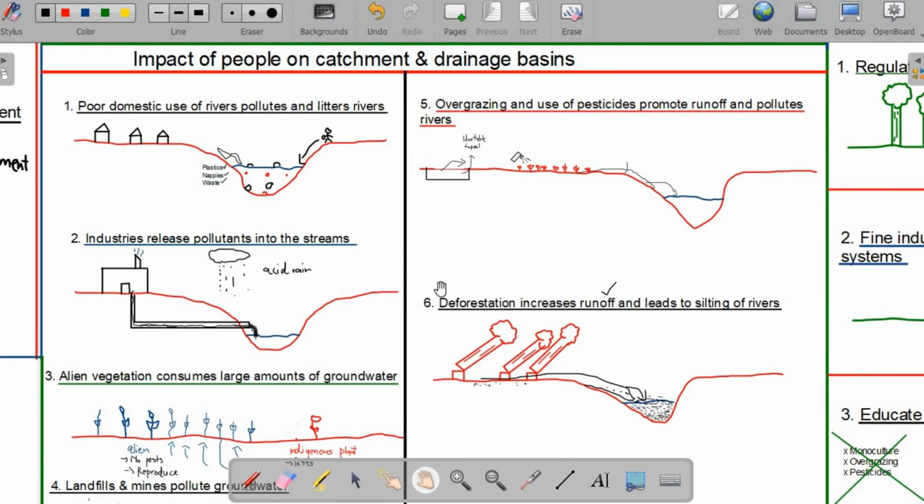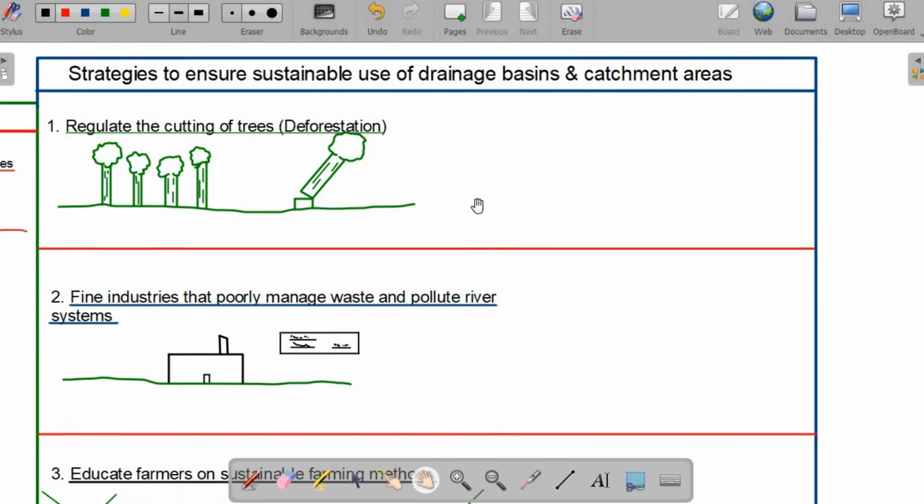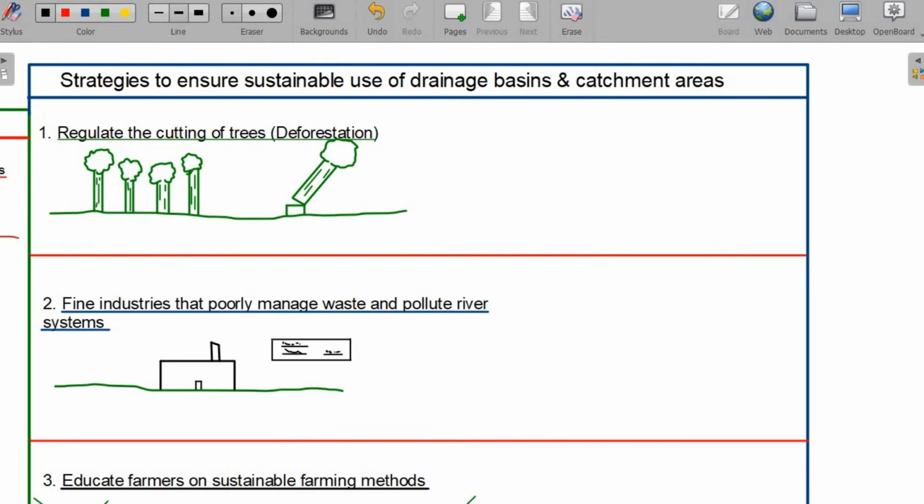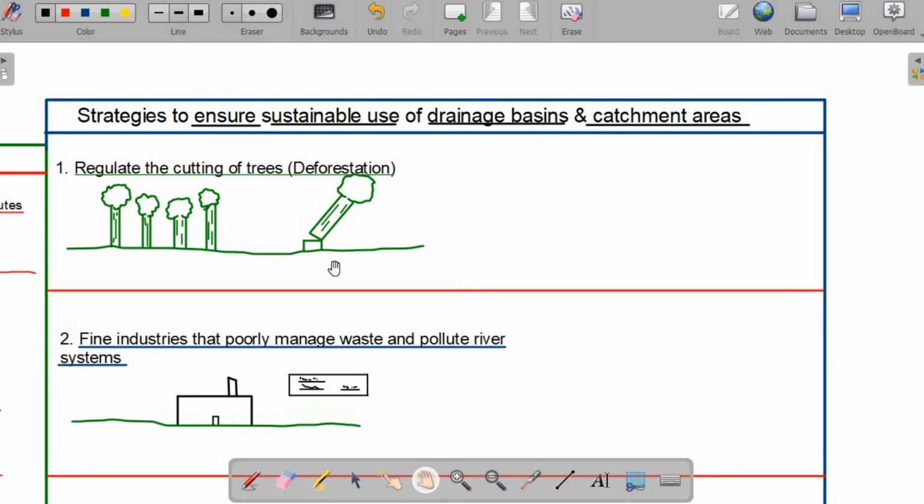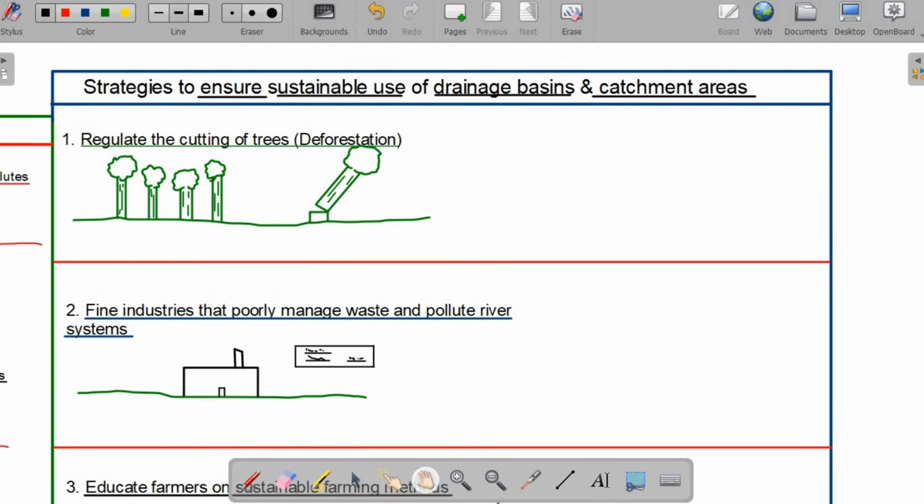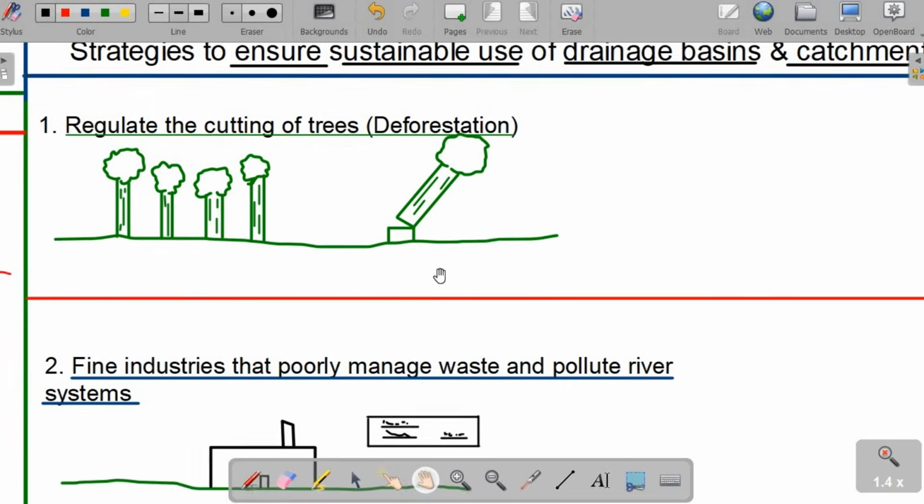Okay, so now what can we do? What are the solutions to help counteract this impact? Okay, so now we are going to discuss the strategies that we can use to ensure a sustainable use of our drainage basins and our catchment areas, right? What can we do to ensure that we do not harm our environment, to ensure that we take care of the environment as it takes care of us?